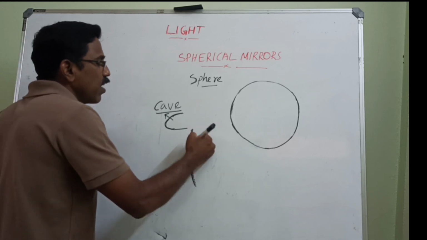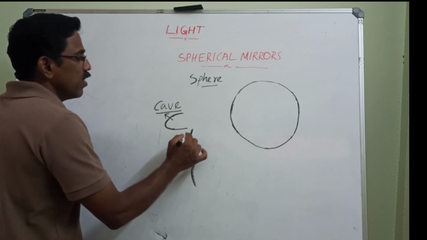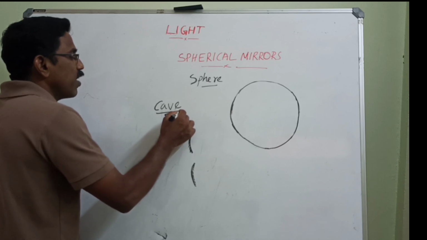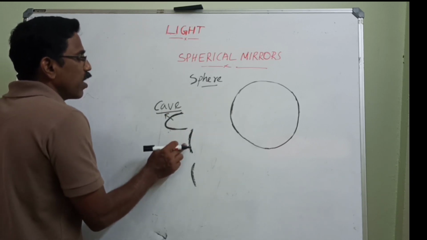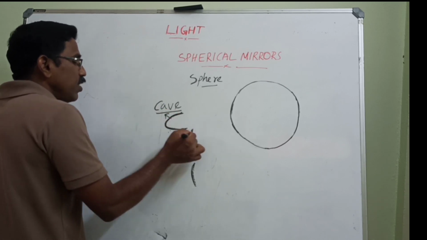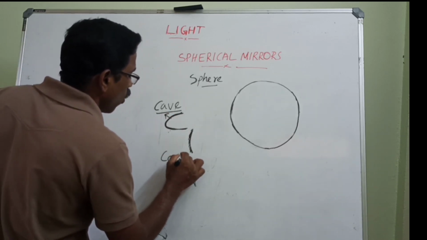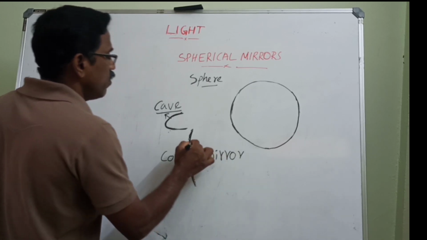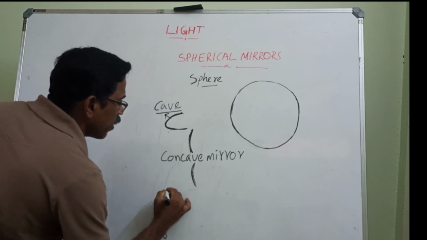In the case of this mirror, the reflecting surface is concave. It's a conical shape, like a cone. So the reflecting surface is concave, and this mirror is called a concave mirror. This other mirror is called a convex mirror.